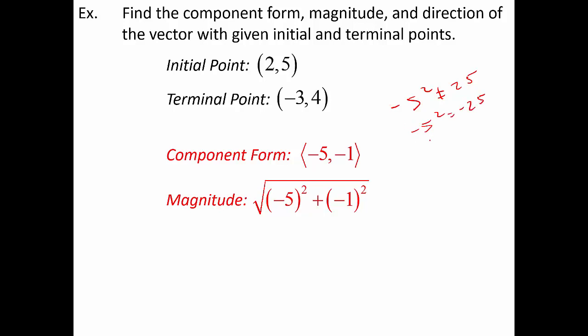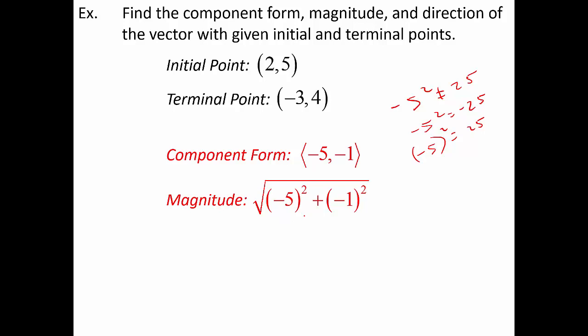Please make sure that you are using parentheses. (-5) in parentheses, squared, is 25. If you're not using parentheses, you are describing something completely different. We've talked about this before. Please make sure that you are doing this properly.